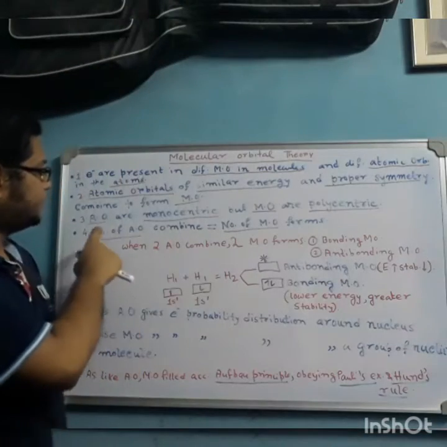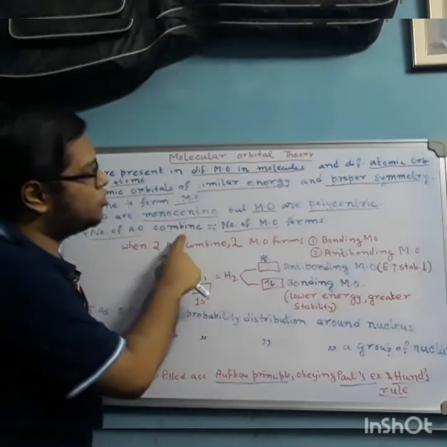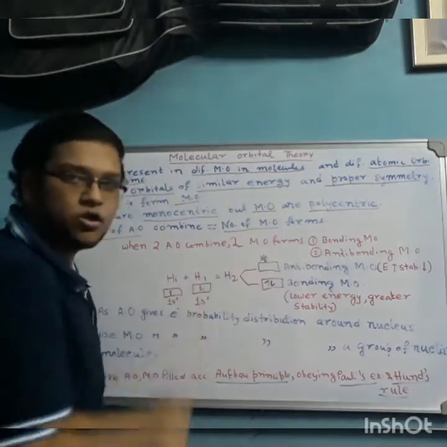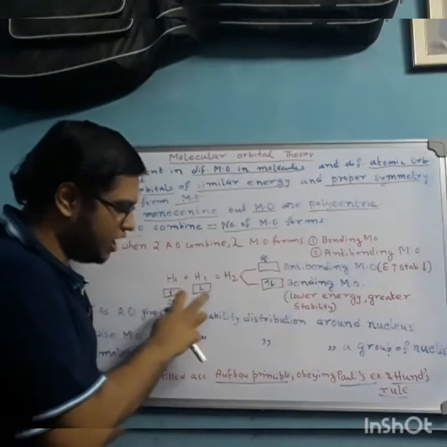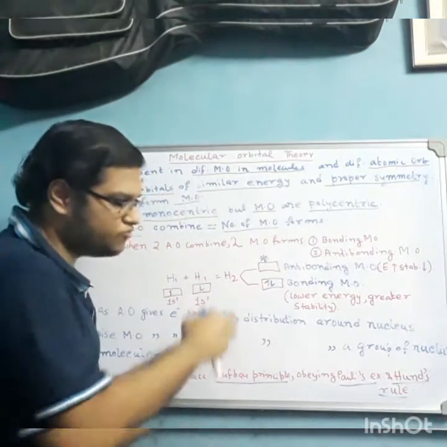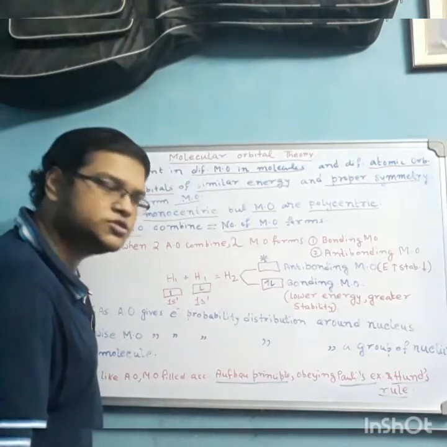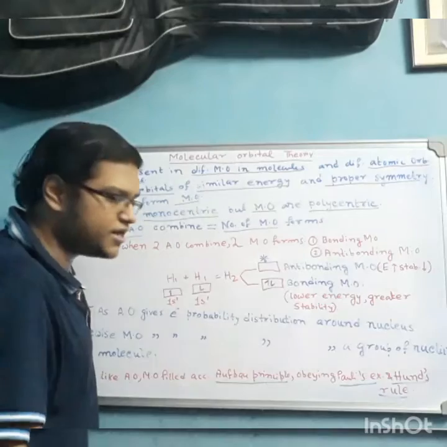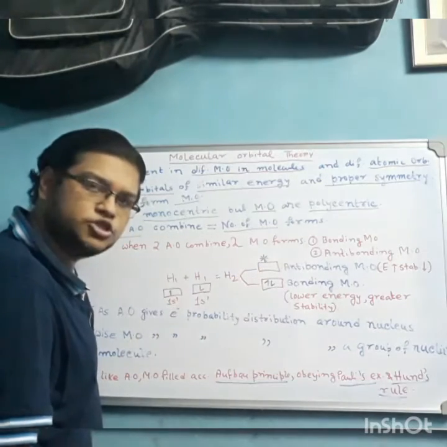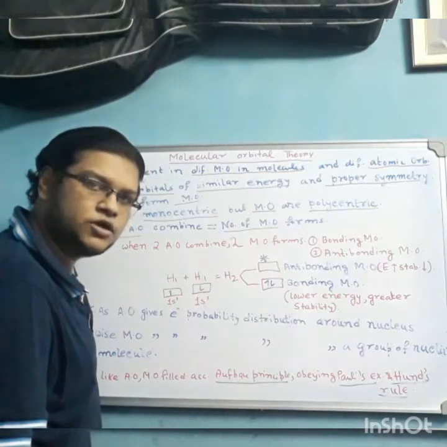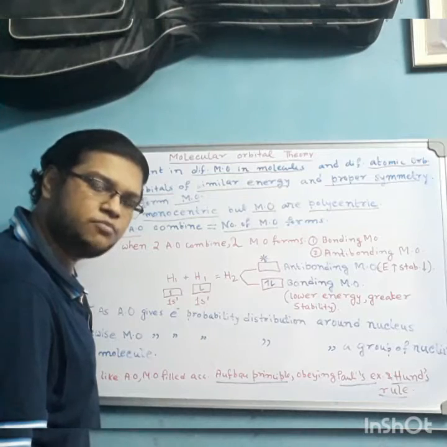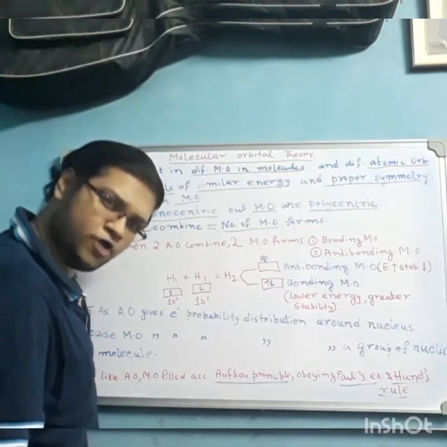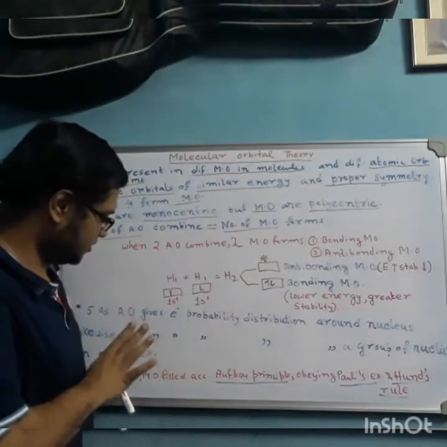Next point. The number of atomic orbitals combined equals the number of molecular orbitals formed. If two atomic orbitals are combining to form a molecule, then that molecule also has two molecular orbitals. If there were 3 atomic orbitals, the number of molecular orbitals should be 3. So the number of atomic orbitals combining equals the number of molecular orbitals going to be formed.